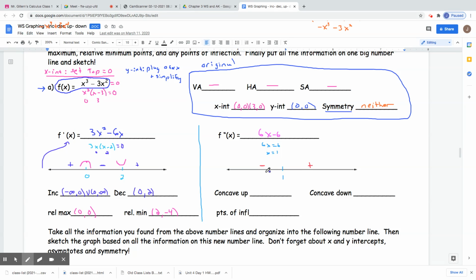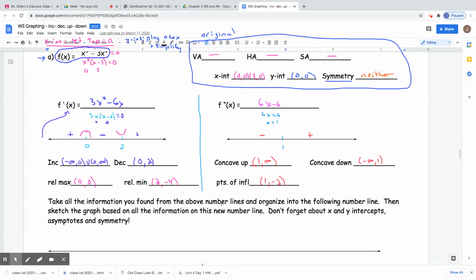Anything bigger than 1, I'm going to get a positive. So wherever the second derivative is positive is where it's concave up. So it's 1 to infinity. It's concave down from negative infinity to 1. Wherever it changes concavity, it doesn't matter if it's minus to plus or plus to minus, that's a point of inflection. So at 1, it changes. I plug back into the original, which is 1 minus 3, which is negative 2. All right, so we get those points. Any questions on that? Like I said, these two sections should be review.